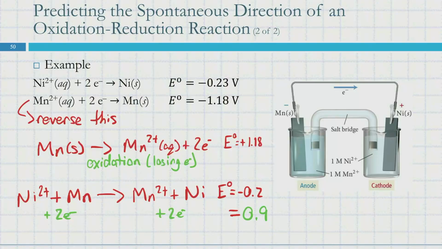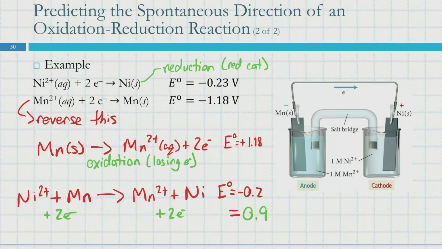So manganese is doing oxidation here. It's losing these 2 electrons. That makes it our anode. Those electrons are flowing to the nickel. Nickel is still in the reduction half reaction. Red cathode. Reduction goes with the cathode.